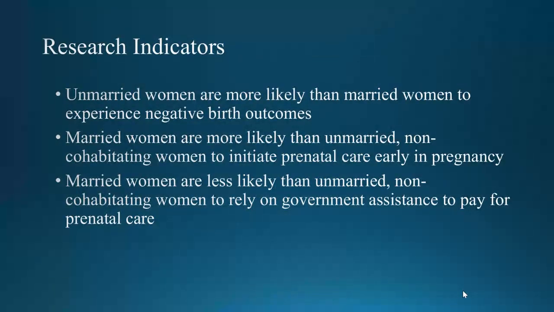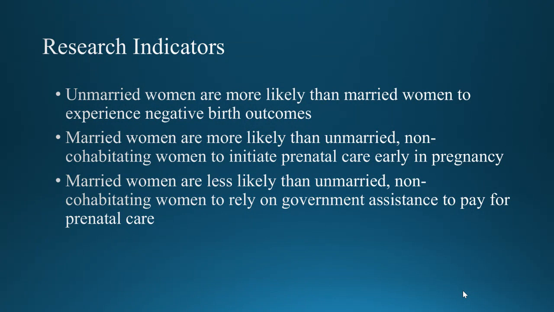Unmarried women are more likely than married women to experience negative birth outcomes. What that suggests is that just being unmarried at the time of pregnancy and birth results in poor health outcomes for the children and for the moms as well. Married women are more likely than unmarried, non-cohabiting women, which means women who do not live with their partners, to initiate prenatal care early on in pregnancy. And perhaps this is one of the reasons why married women tend to have better health outcomes with birth and pregnancy compared to non-married women, because they initiate prenatal care earlier on.